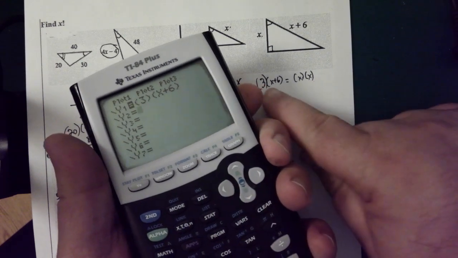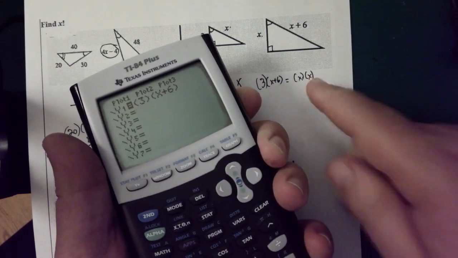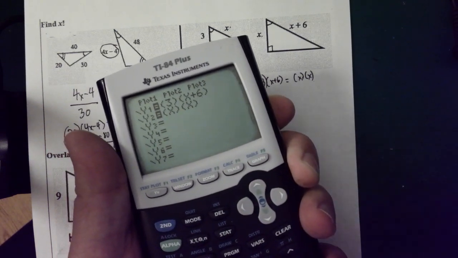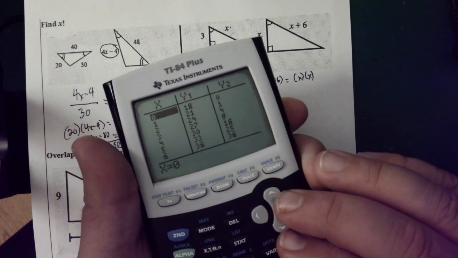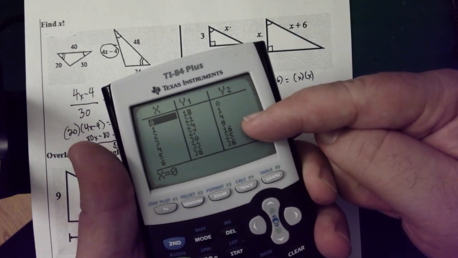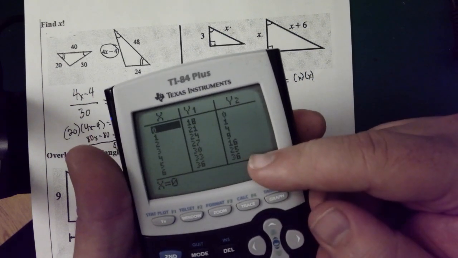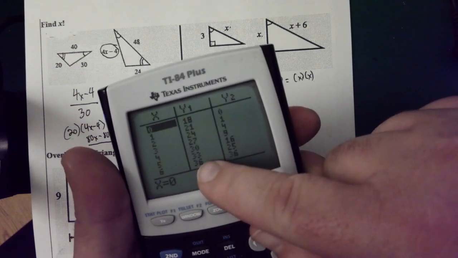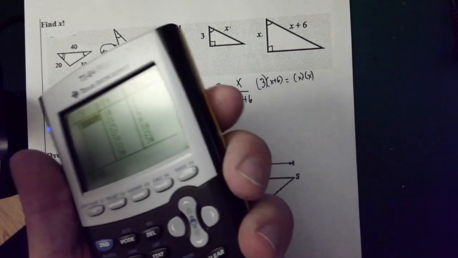So what I do is I put this side into y1, and that side into y2, with parentheses and everything. I'm going to go to my table, and I'm looking for when these two things are the same, and there it is right there. The answer is 36. No, it's not. I apologize. That's 36. The answer is 6.